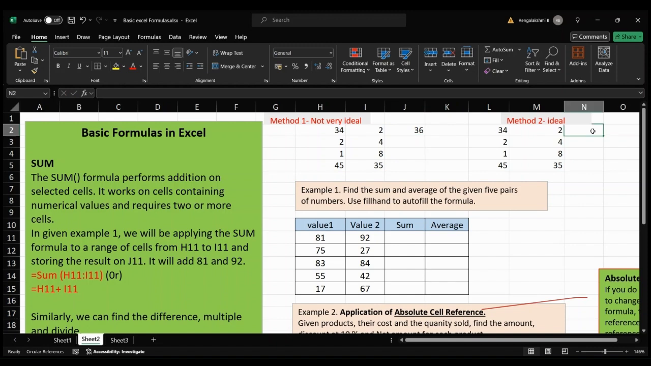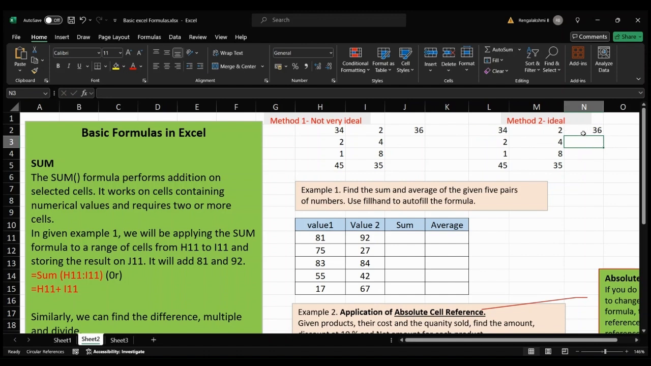The other way is, we'll write is equal to, and instead of writing the absolute value, we'll write the cell reference. Here the cell reference is L2. Now I'll write plus and the cell reference of this, which is M2. So here we got 36. In both we are getting the correct answer. Here we are writing the absolute value, whereas here we are giving the cell reference. Now we'll see why this method is considered ideal.